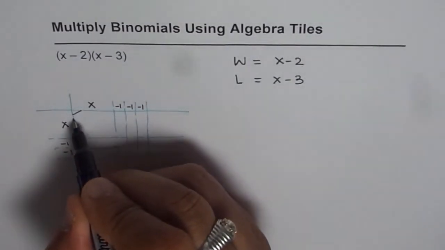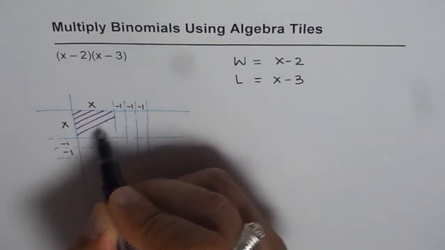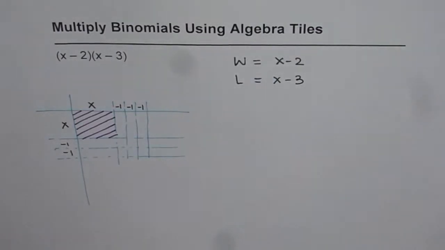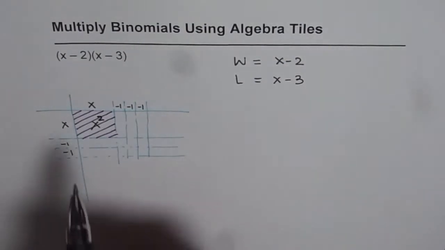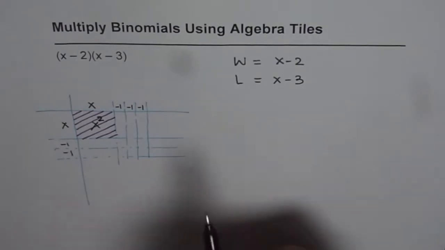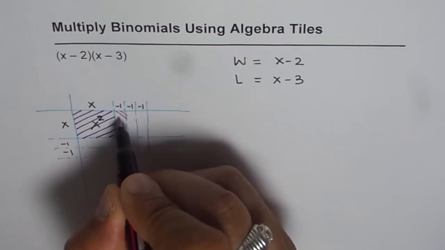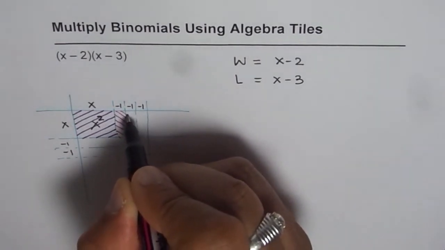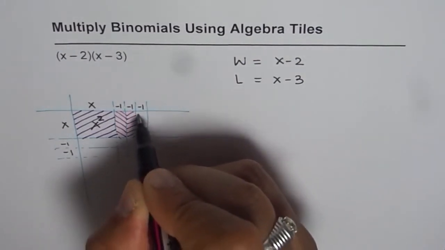Now this is positive x squared, so I'm shading it with blue color. So that gives me 1 x squared, correct? Now if you multiply x with minus 1, you get 1 minus x tile. Now for minus x, we are using red color. So that is our minus x tile. So we have 3 minus x's here. So this is the second one, and then the third.